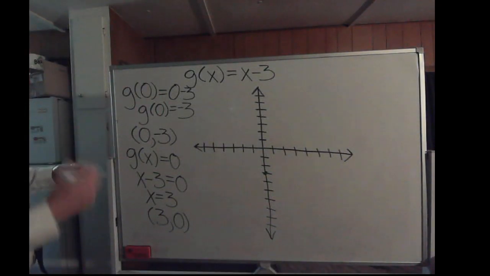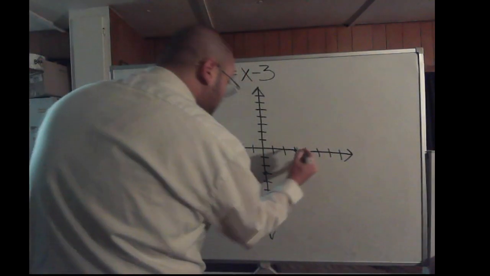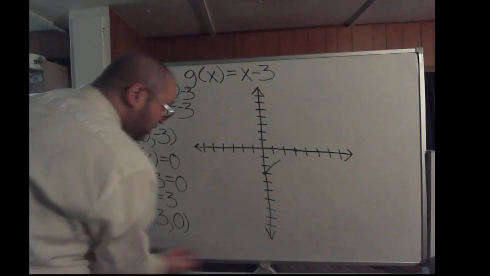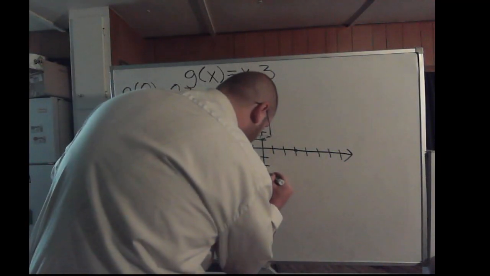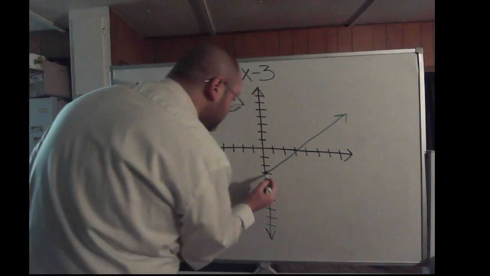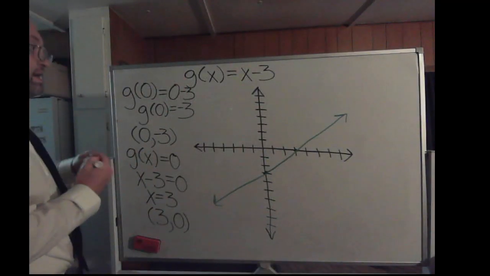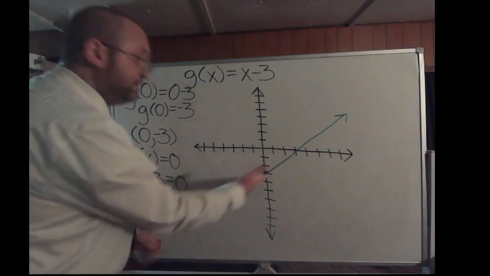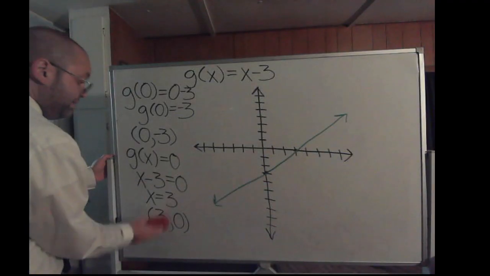So what you're going to do now is you're going to plot the point 3, 0 right here. Now we've plotted our 2 points. All that's left to do is draw a line. Whoops, that's a horrible line I'm drawing. As I said, I'm not Bob Ross. Okay, draw a line through the points, connect the dots, and you have yourself a line. That is what the graph of g of x equals x minus 3 looks like. It's a line. And you see why it is called a linear function, because it's a line.